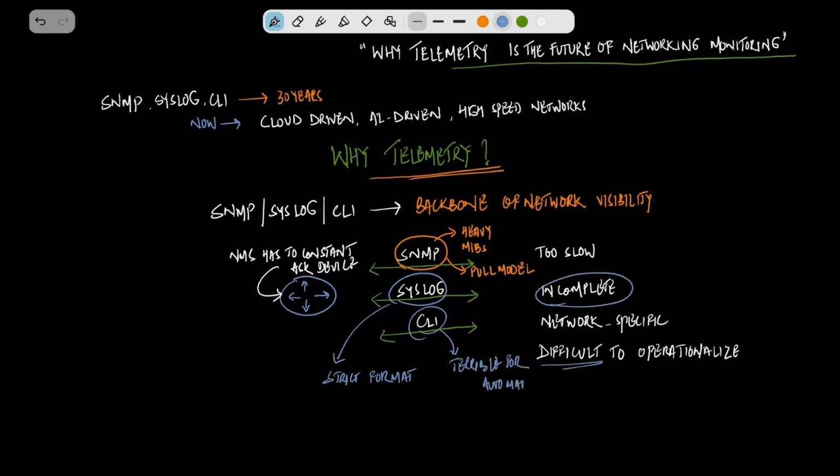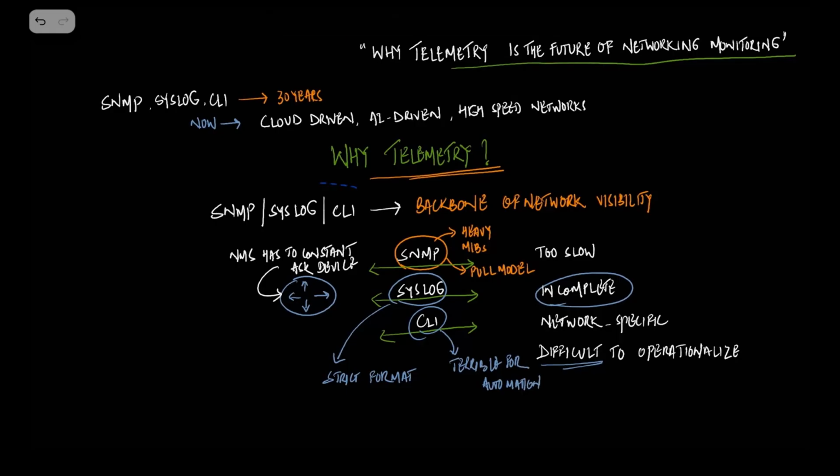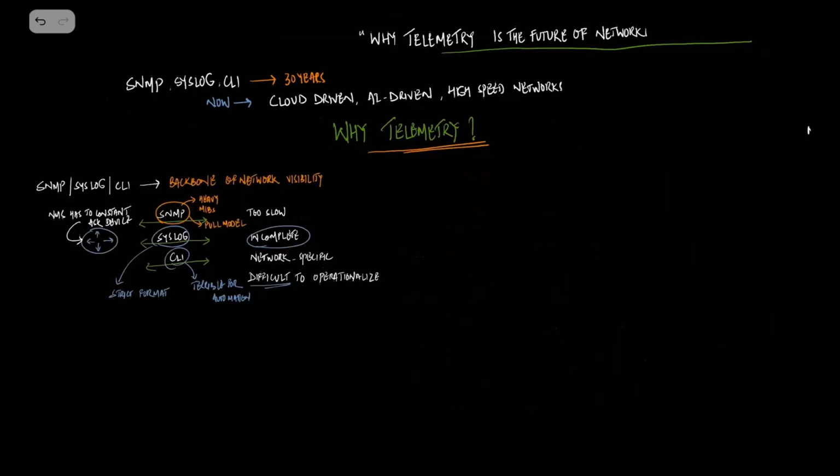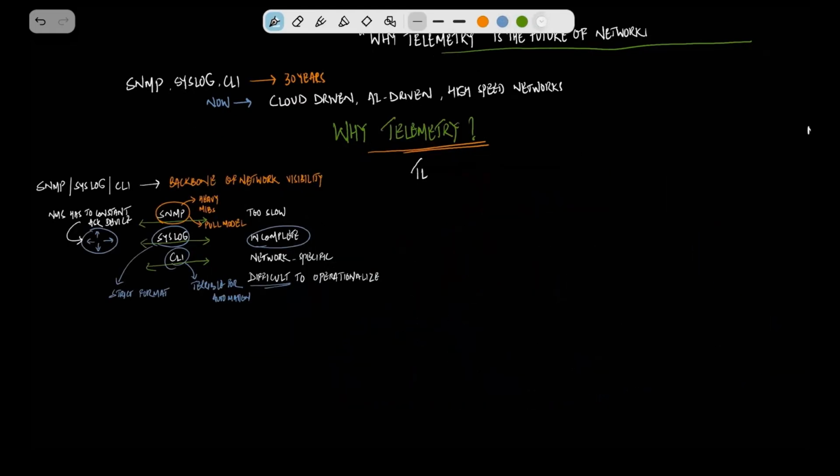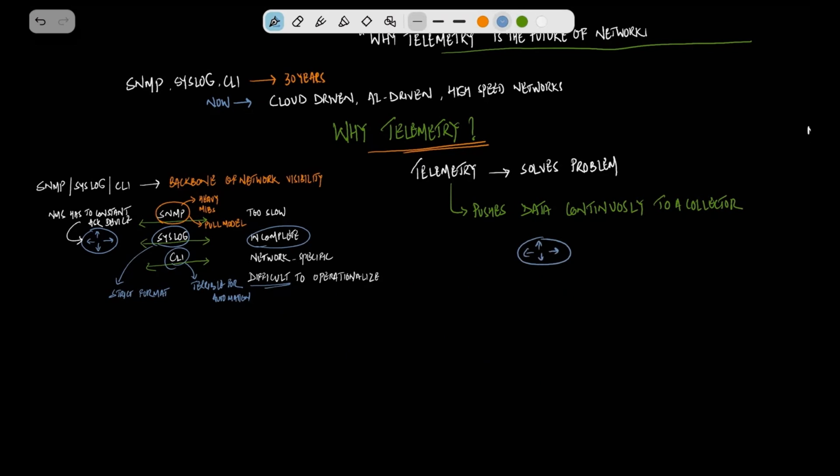When we talk about CLI, it's terrible from an automation perspective. So what we need is visibility. There is a visibility gap, and due to this slow response, we need to move to telemetry. Telemetry solves the problem. Instead of a device waiting to be polled, the router pushes data continuously to a collector. This gives a real-time update. It's granular, with no polling overhead required.